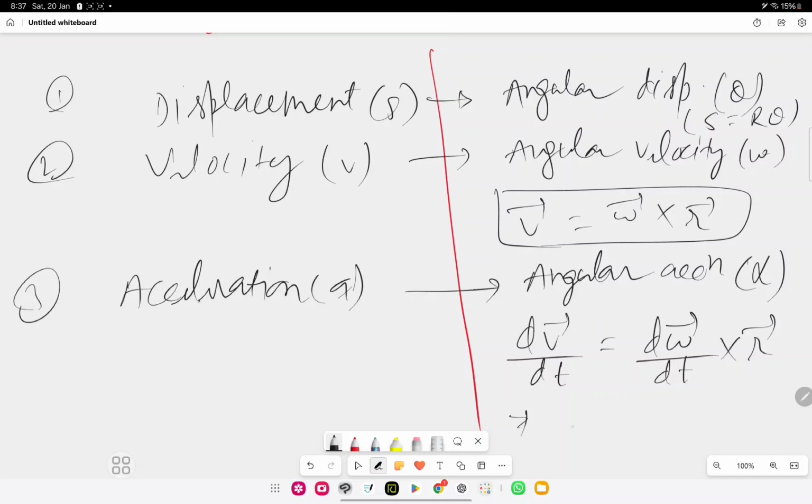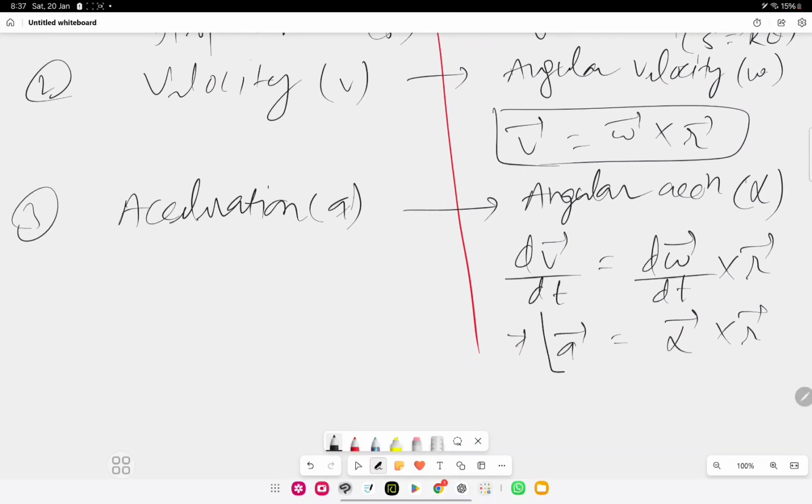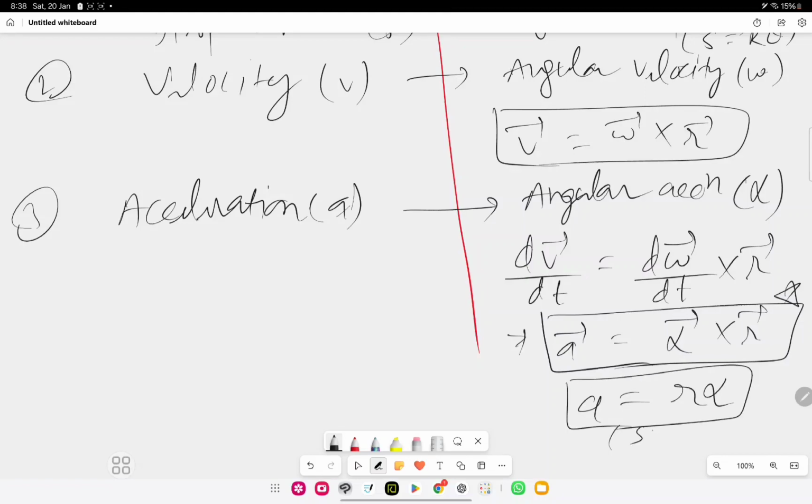This dV by dt we write as acceleration, and d omega by dt we can write as alpha. So we got another relation: a equals alpha cross R. This was the vector form, and in scalar form we can write simply a equals R alpha. This is the relation between linear acceleration and angular acceleration.